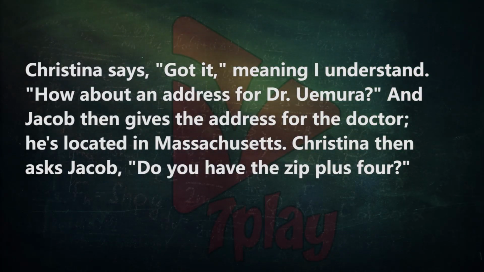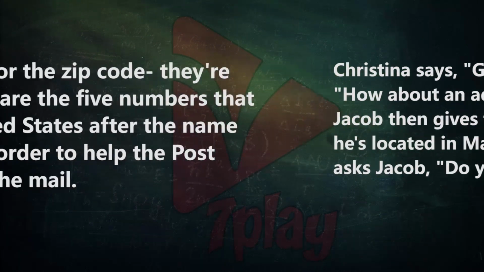Christina says, got it, meaning I understand. How about an address for Dr. Yumura? And Jacob then gives the address for the doctor. He's located in Massachusetts. Christina then asks Jacob, do you have the zip +4?